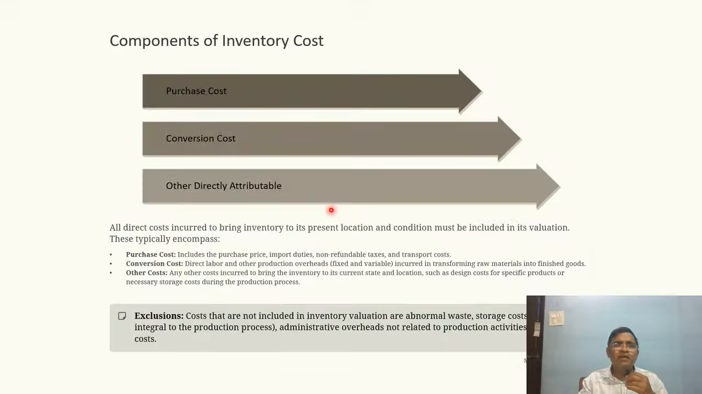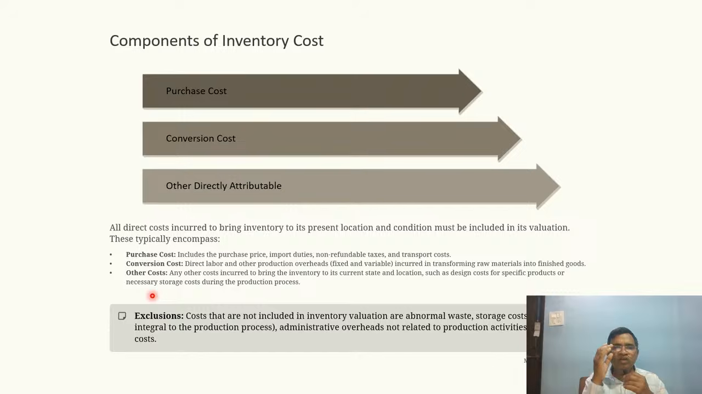Then components of inventory. What are the inventory components? One is purchase cost, conversion cost, then other directly attributable costs. All direct costs of bringing the inventory to its present location and condition must be included in the valuation. So the components of inventory cost include purchase cost, conversion cost, and other costs.